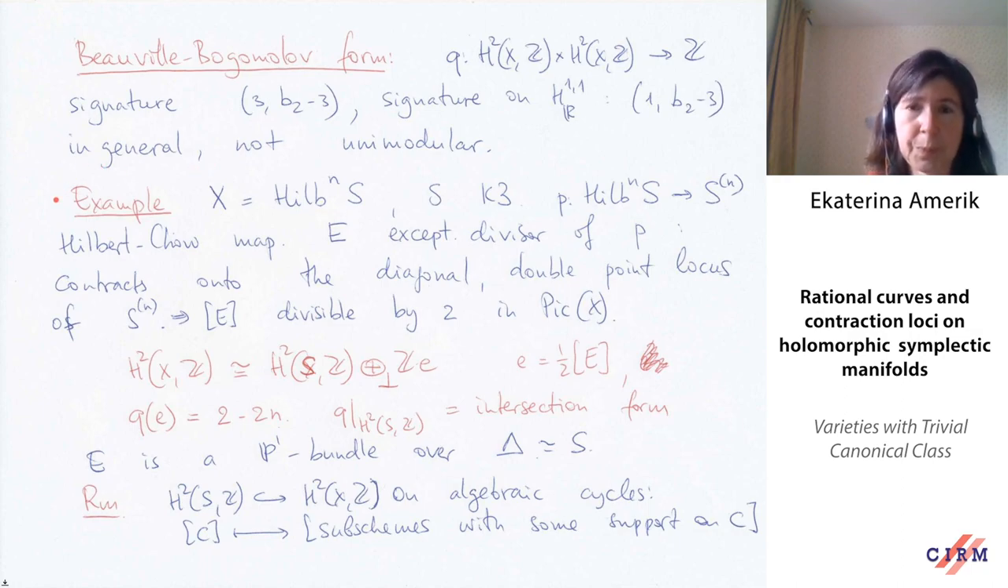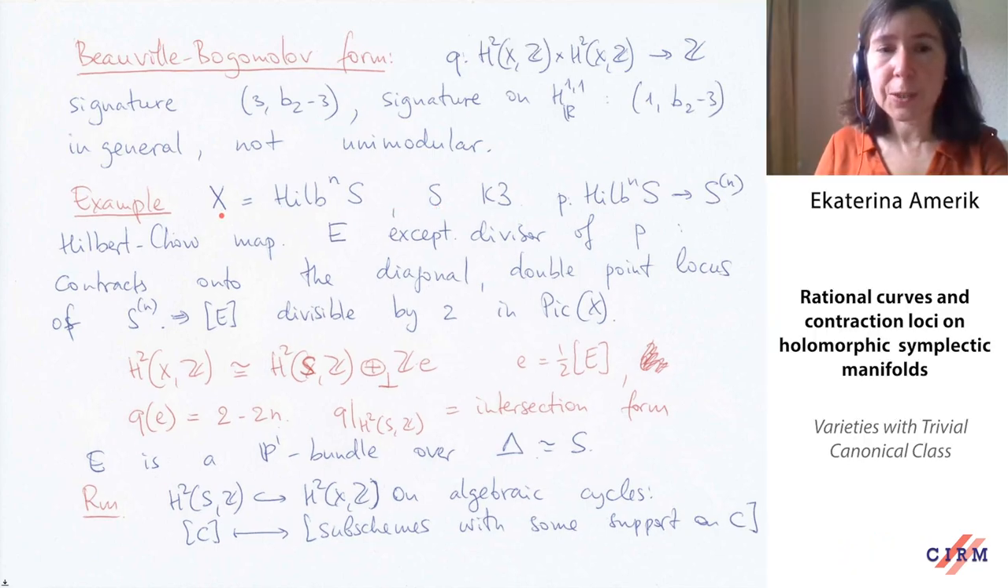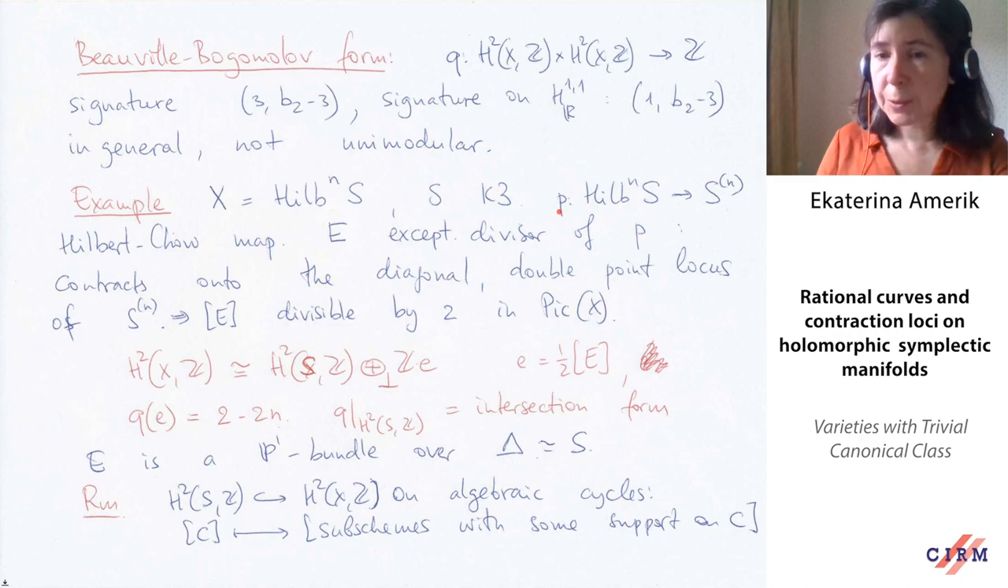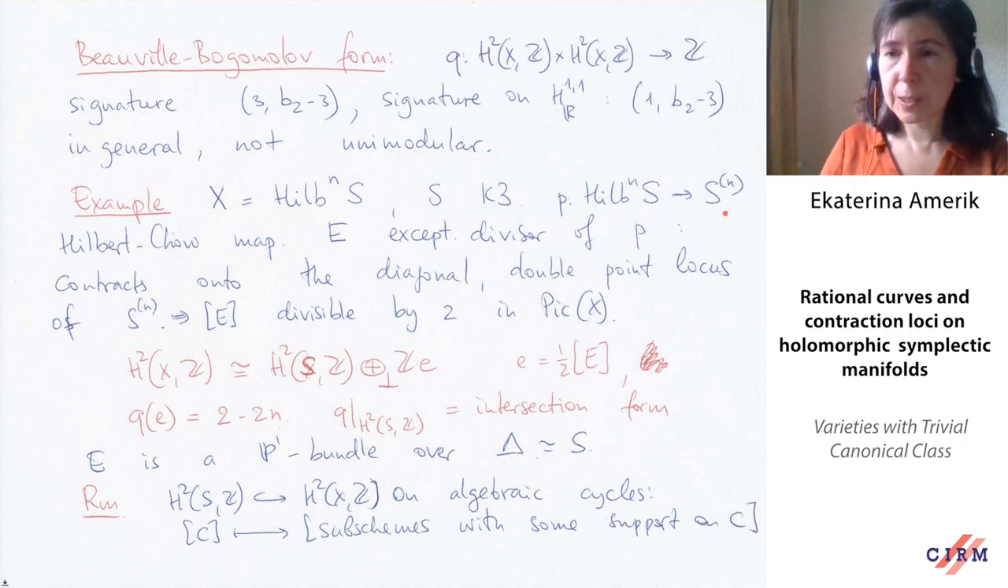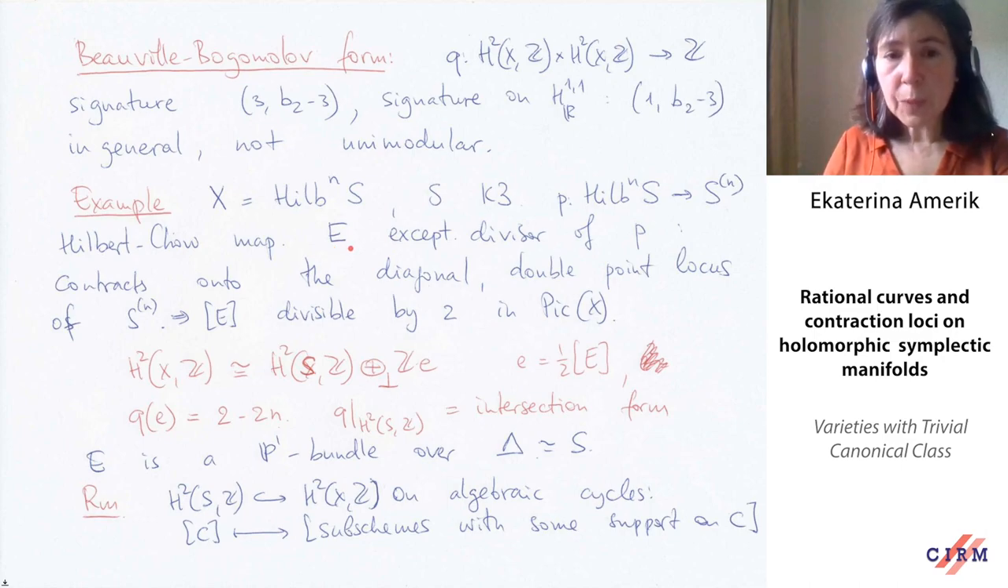So let me give you an example. Actually, the most studied example of irreducible holomorphic symplectic manifolds. Let's take a K3 surface S and consider X, which is the nth punctual Hilbert scheme of S. So we parametrize subschemes of length n. Then we have the Hilbert-Chow morphism p from the Hilbert scheme of S, parametrizing subschemes, to the symmetric nth power of S, parametrizing cycles. So we map each subscheme to its support. And this map has an exceptional divisor, which we call E. It contracts precisely onto the diagonal, which is the double point locus of the symmetric power.